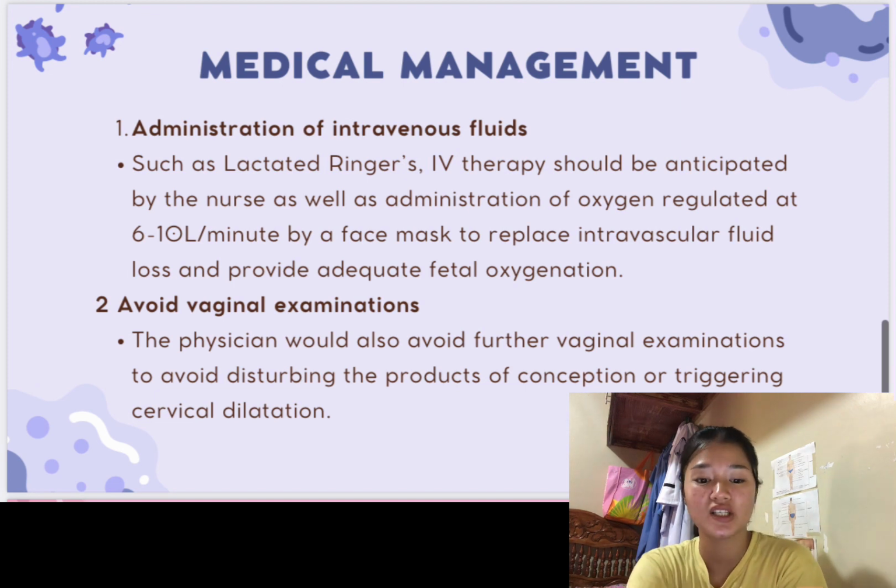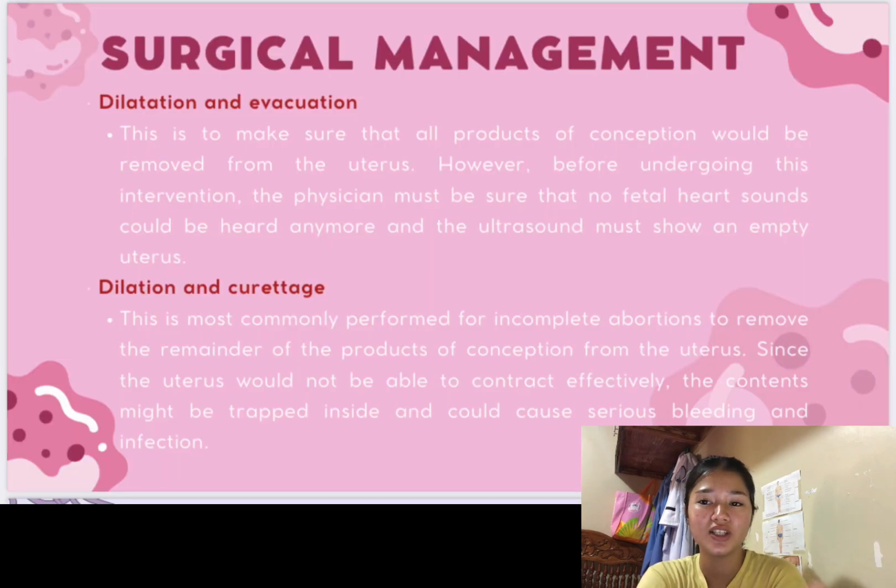Next is surgical management. So, surgical management usually happens if the abortion or the fetus wasn't able to survive. So, it happens in incomplete, missed, and basta if there's still products of conception inside. So, first is the dilatation and evacuation. This is to make sure that all products of conception would be removed from the uterus.